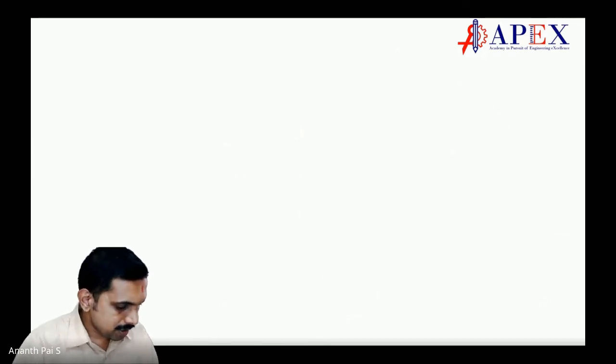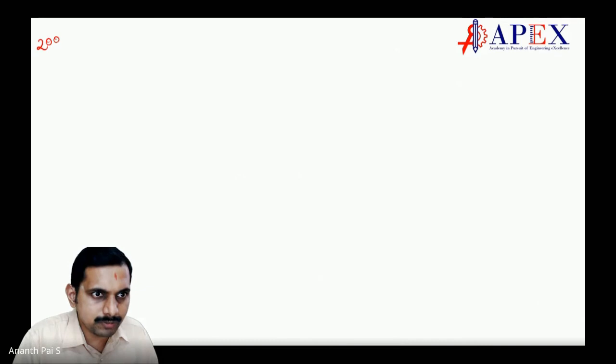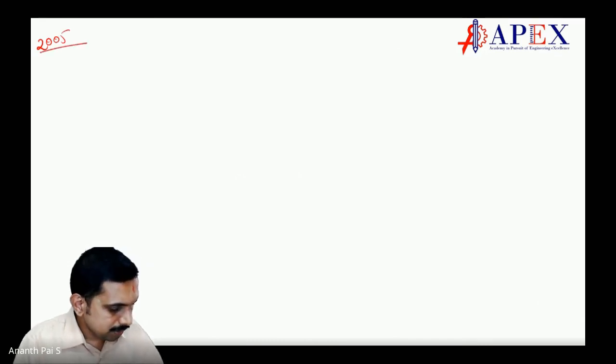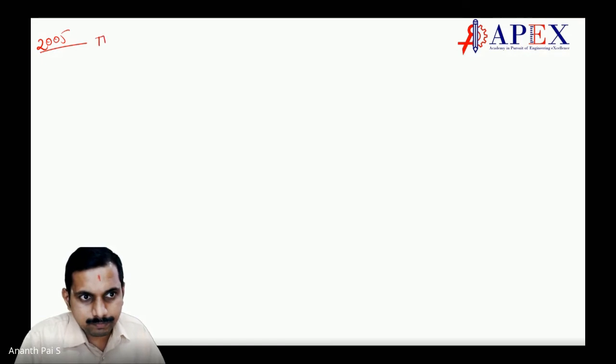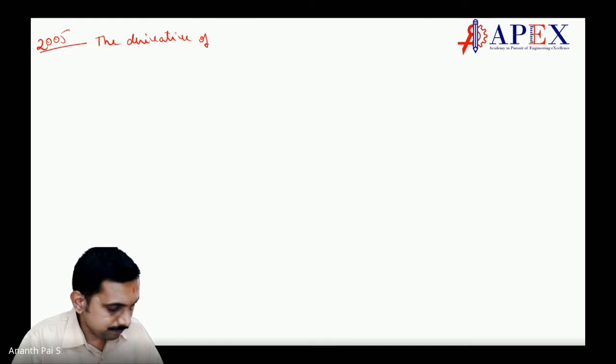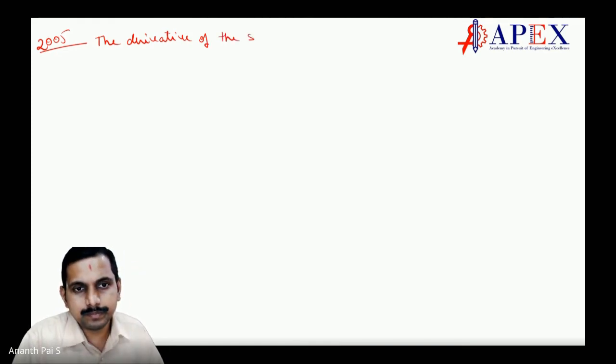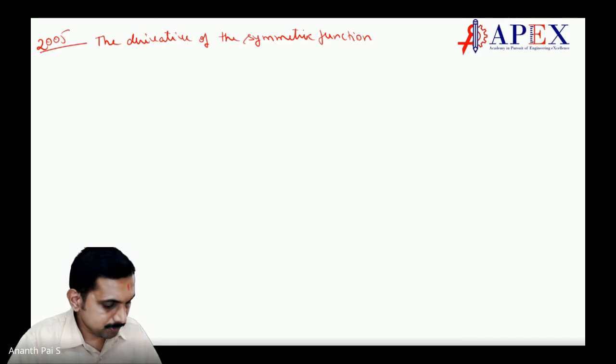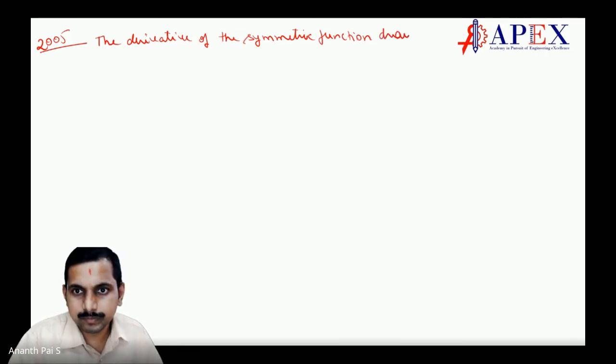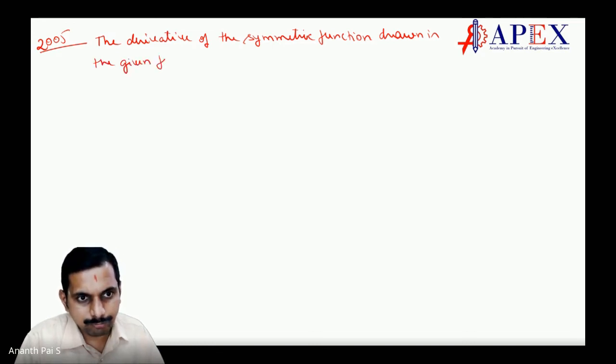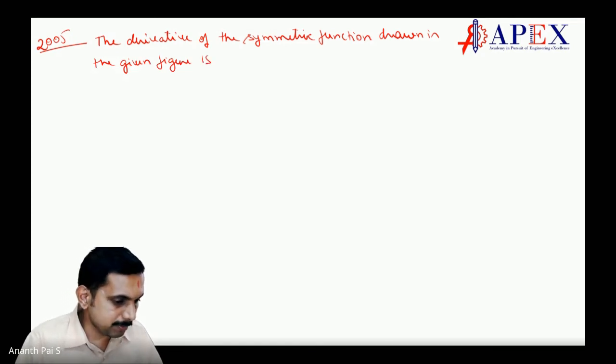Let us do another problem which has come in GATE 2005. The question is like this. The derivative of the symmetric function drawn in the given figure. The symmetric function is something like this, students.